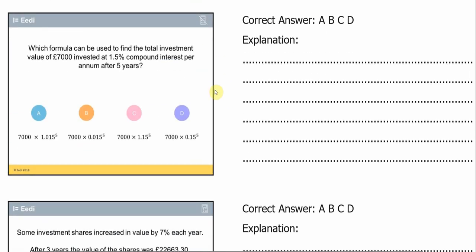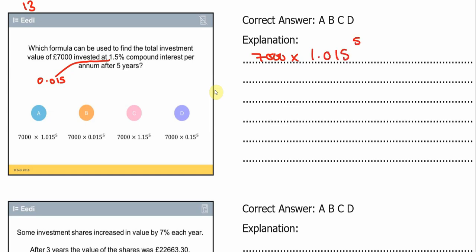Question 13. Which formula can be used to find the total investment value of £7,000 at investment of 1.5%? So that would be 0.015. So we're going to do 7,000. I've not even looked at the answers yet, I'm just answering the question how I would. To the power of 5.